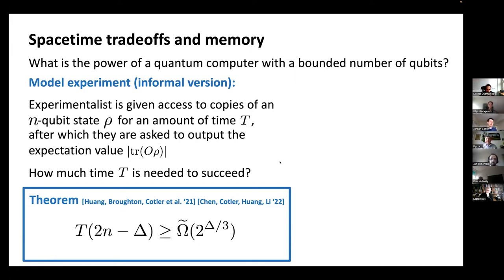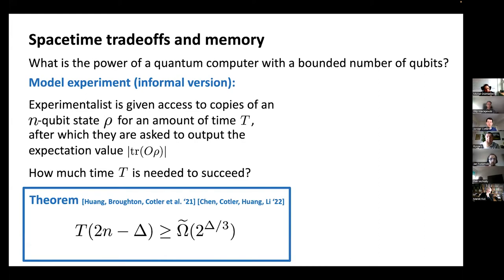On the other hand, the interesting thing is that if you have fewer than 2n qubits, in other words, if your quantum computer is not 2n qubits, but it's 2n minus delta qubits, so it's smaller, then the amount of time which is required to achieve this task is lower bounded by an exponential in delta. So what this means is that if you change the amount of space you have, the amount of memory you have, linearly, the amount of time which you require increases exponentially. This is in the sense in which this is a space-time trade-off.